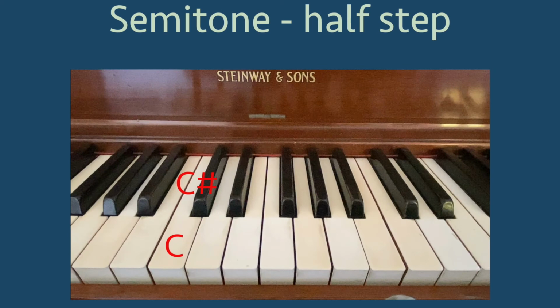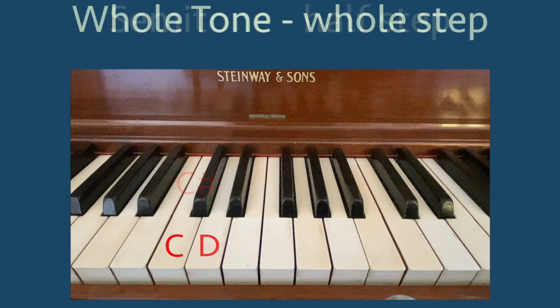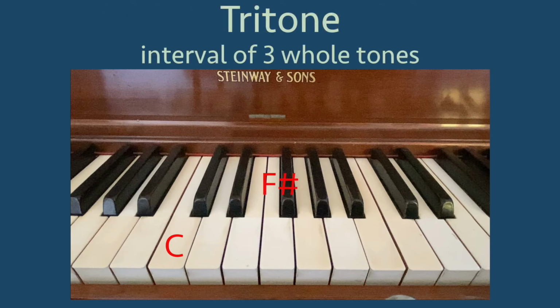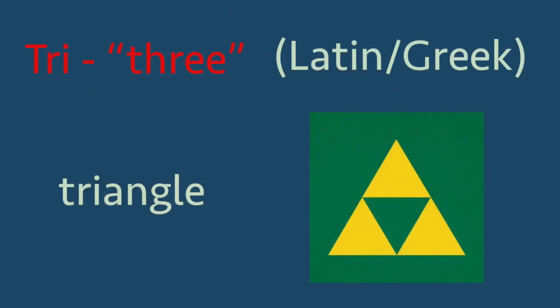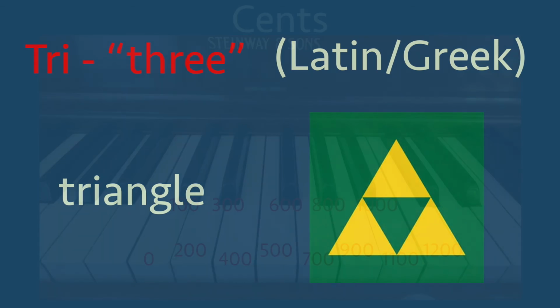If a semitone is a half step, then a whole tone is a whole step. The interval from C to D on a piano is a whole tone. An interval where the 2 notes are separated by 3 whole tones is called a tritone. We see the prefix tri, which also comes from the Greek and Latin and means 3. We see this same prefix in triangle, which is a shape with 3 sides.